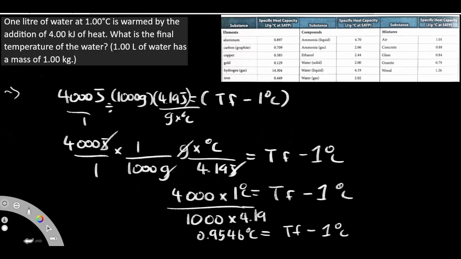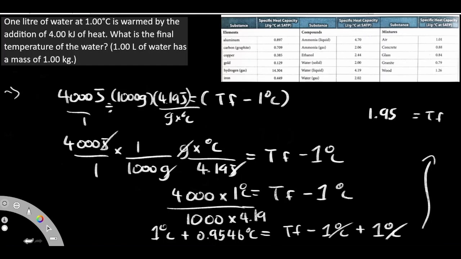So all we're going to do is try to isolate this TF here. So we're just going to do the opposite sign of minus 1 degree Celsius. So if it's minus 1, we're just going to plus 1 degree Celsius. So then these cancel out. If you do it on the right side, you have to do it on the left side. So we can just do it over here, plus 1 degree Celsius. And then our TF, you just add them together, you just get 1.95. This here is our value.